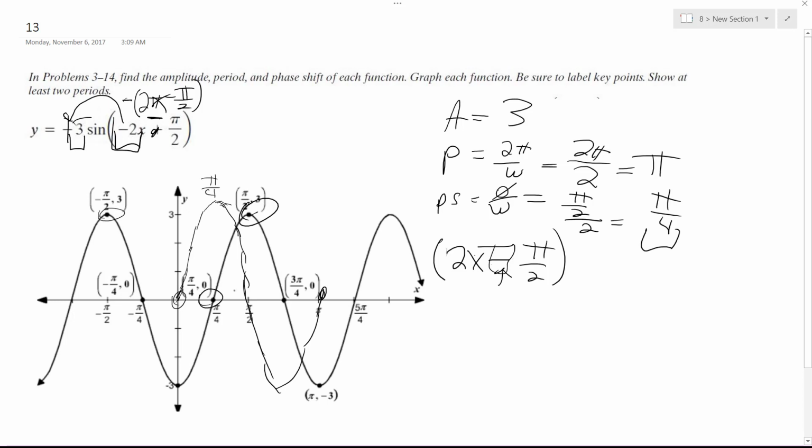So this graph's correct. Hopefully that makes sense. So it's got a phase shift of pi over 4, period of pi, and an amplitude of 3.